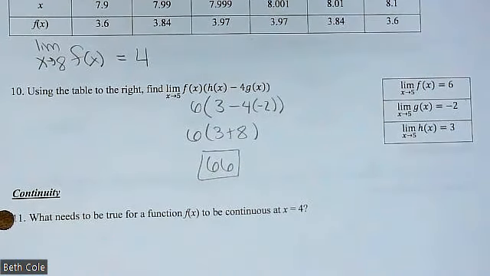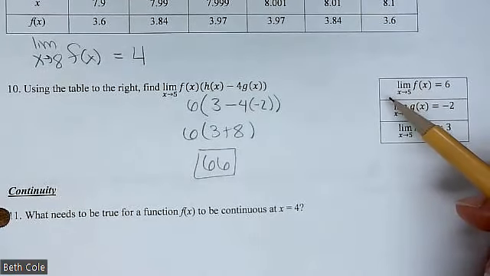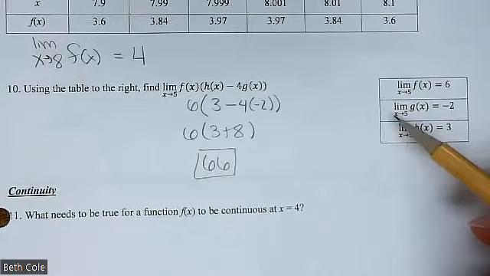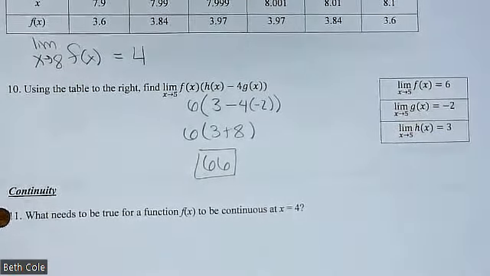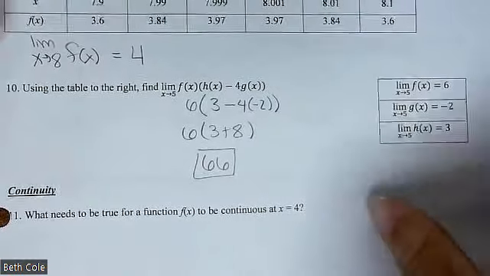The way that they try to trick you is, in addition to all these limits, they'll give you f of 5 equals something or other and g of 5 equals something. Ignore those. You just want the limits. Does that make sense? They'll give you more information than you need, and you have to just ignore it.